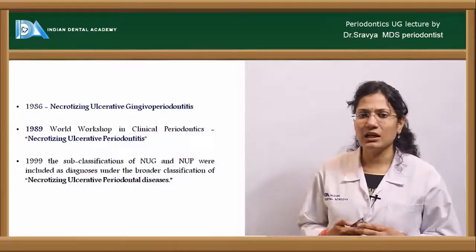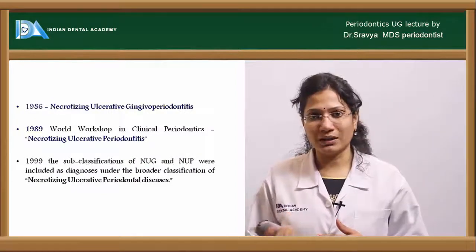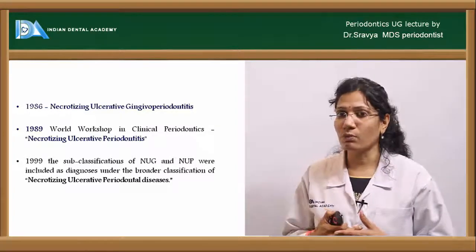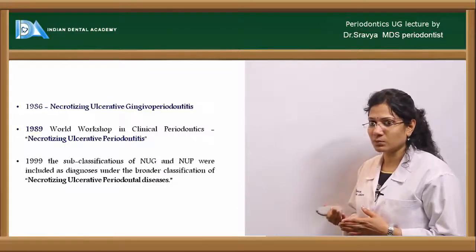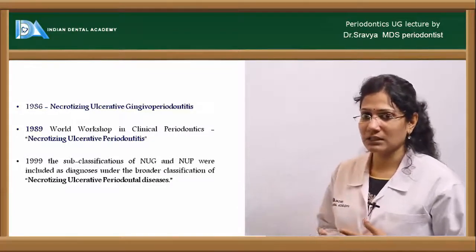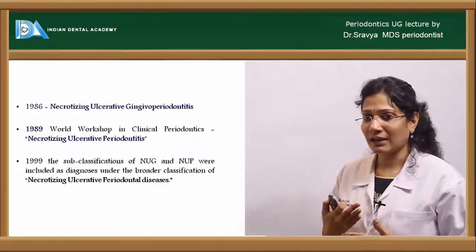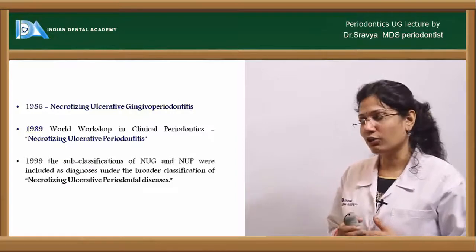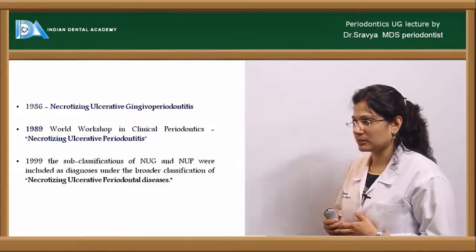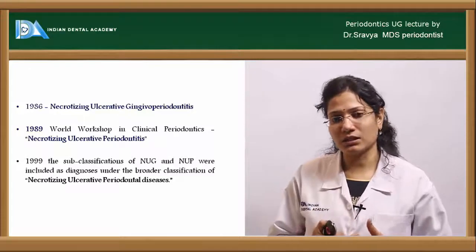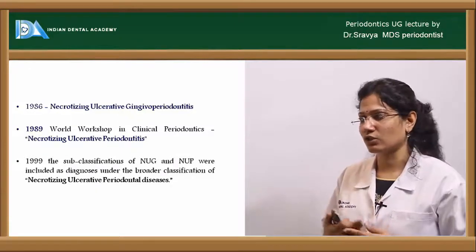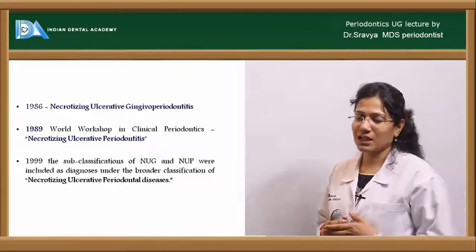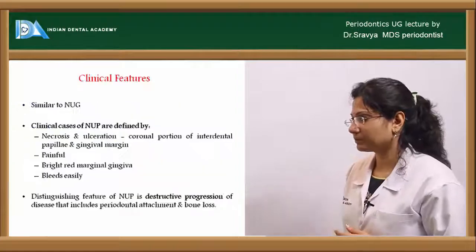In 1986, this was termed as necrotizing ulcerative gingivo-periodontitis. It was in 1989 that the World Workshop termed this as necrotizing ulcerative periodontitis. So they have given a special category in the classification system for necrotizing ulcerative periodontitis. But according to the 1999 classification, these necrotizing ulcerative periodontal diseases were subclassified under periodontitis as a manifestation of systemic disease.